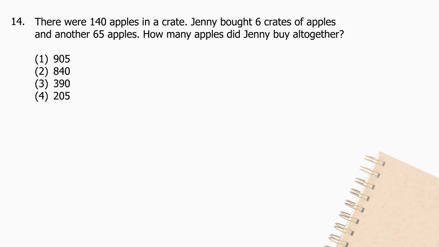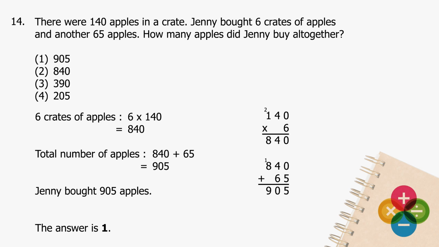Question 14. There were 140 apples in a crate. Jenny bought 6 crates of apples, and another 65 apples. How many apples did Jenny buy altogether? Six crates of apples will be multiply 6 by 140, and the product is 840. The total number of apples will be add 840 to 65, and the sum is 905. Jenny bought 905 apples. The answer is 1.